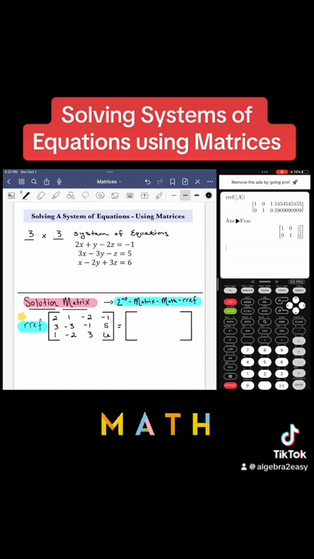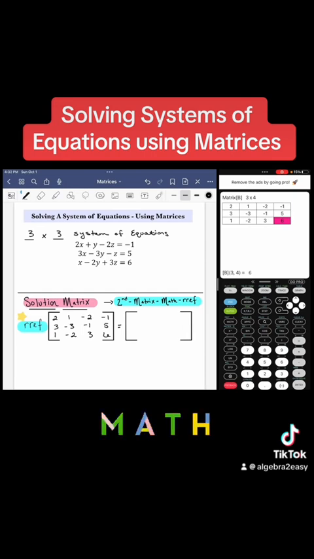We can go back in, second matrix, and we're going to go over to edit, and then down to option 2, because we already have a 2 by 3 created for matrix A. We're going to make a new one, matrix B, and this is a 3-row, 4-column matrix. 2, 1, -2, -1. Next row, 3, -3, -1, 5. And our third and final row, 1, -2, 3, 6.